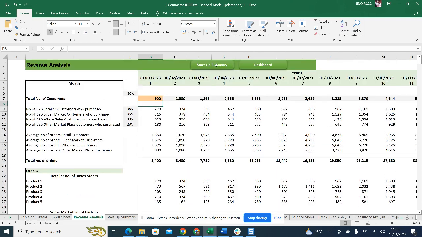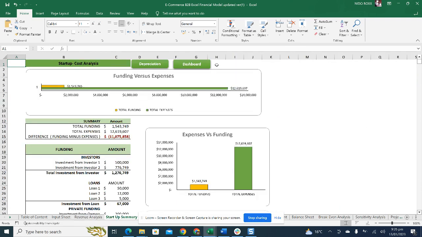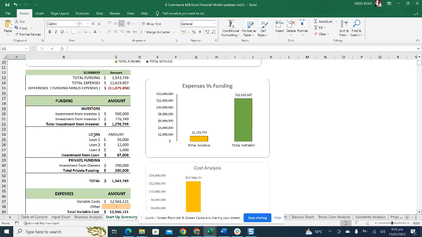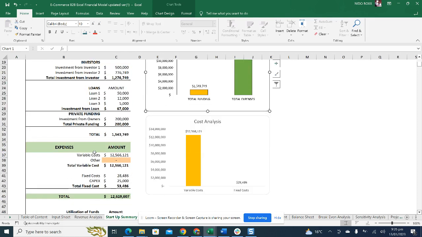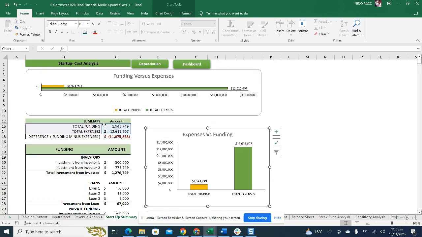Moving on to startup summary. It is the estimation of how much investment is required for the business, and it enables you to know about the variable and fixed costs. As you can see, the graphical representation of expenses and funding and cost analysis help you to analyze your startup summary.